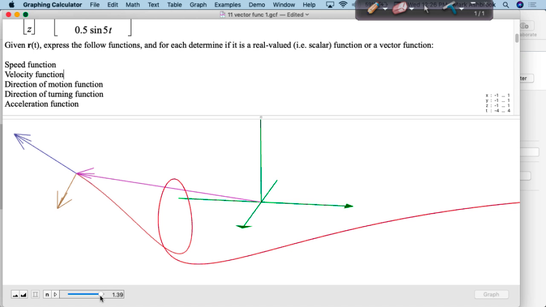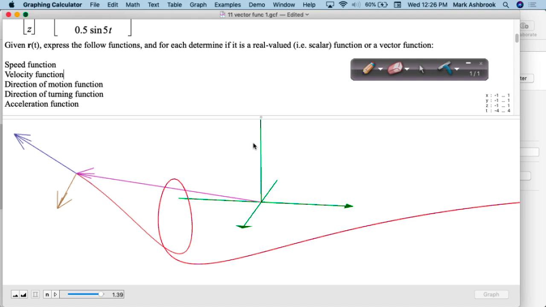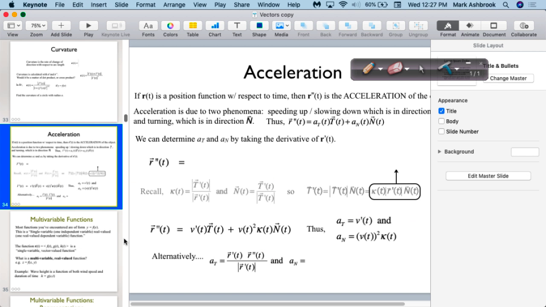Okay, any questions? Does it make sense? Last chance. Pretty cool. Okay, so let's go on and talk about a new subject. Multivariable functions.